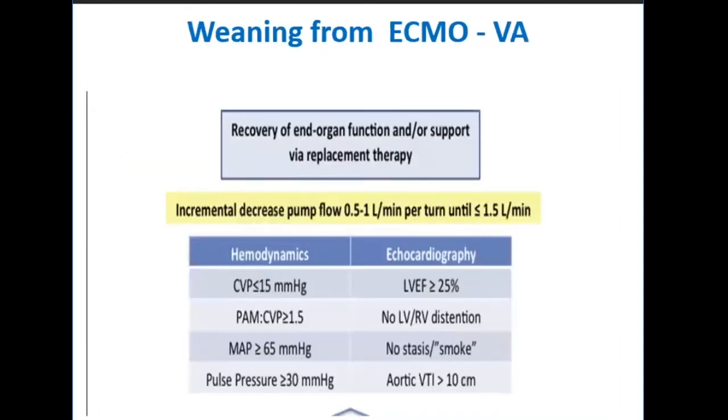In particular, when we put the patient on VA ECMO, there are certain important criteria. Decrease the pump flow to 0.5 to 1 liter per minute. Remember, it cannot be a prolonged decrease, just a very short period of time, while maintaining anticoagulation. And if you look at the hemodynamics, the MAP is maintained above 65, the pulse pressure is 30, and on echocardiography the ejection fraction is more than 25% and the aortic VTI is more than 10, these patients will have pulsatile flow and might be fulfilling the criteria for weaning from VA ECMO.